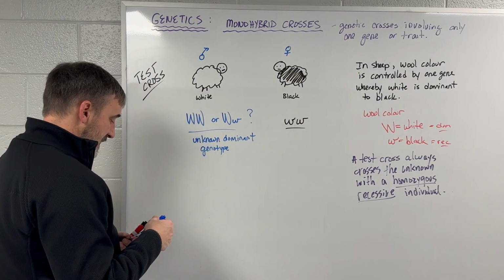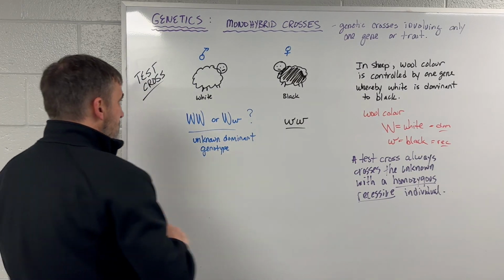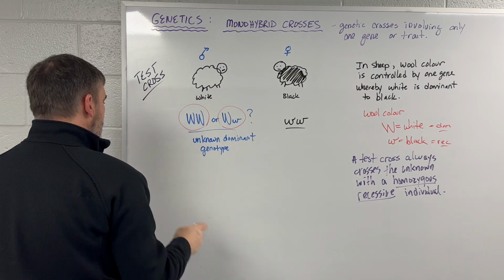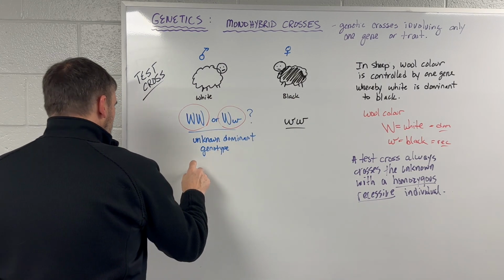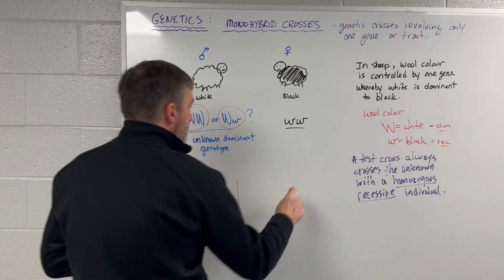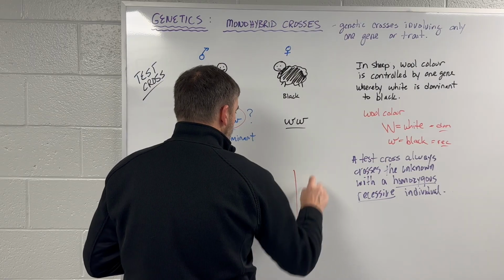Okay, so in this case, we're going to need two Punnett squares because we're going to test this and we're going to test this and see what the offspring would look like. So we're going to make our Punnett square so it looks nice, and we'll do another one here.